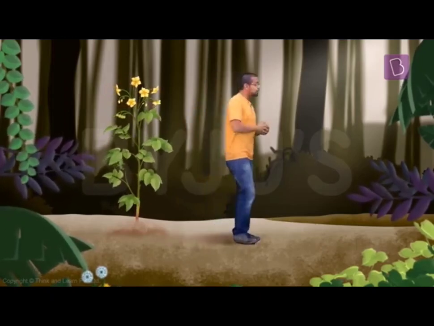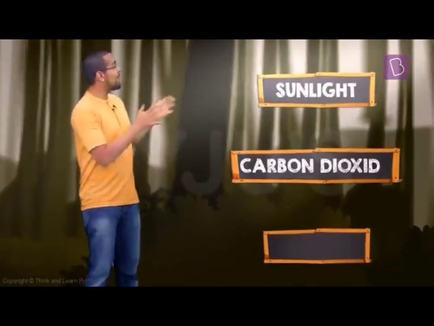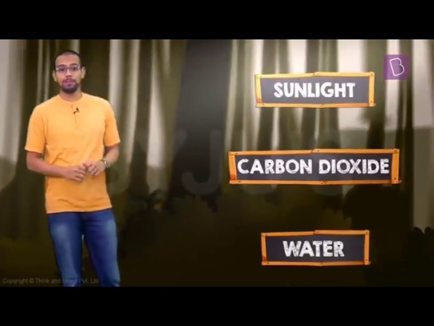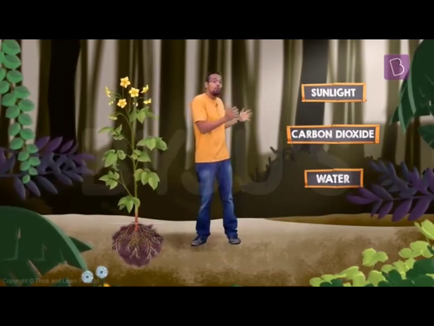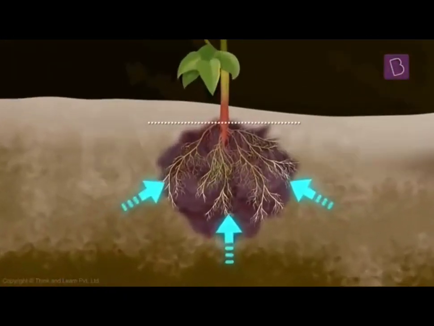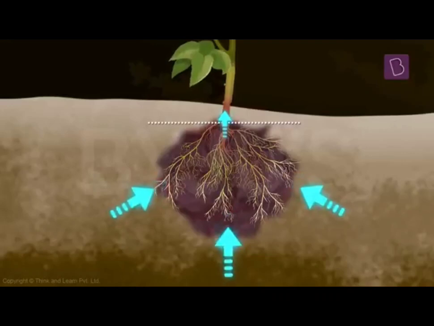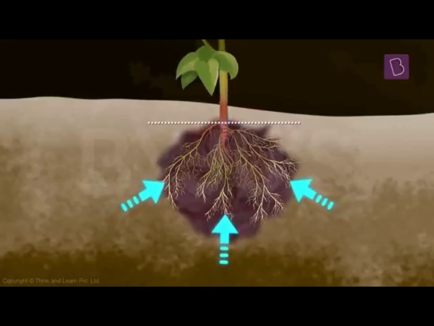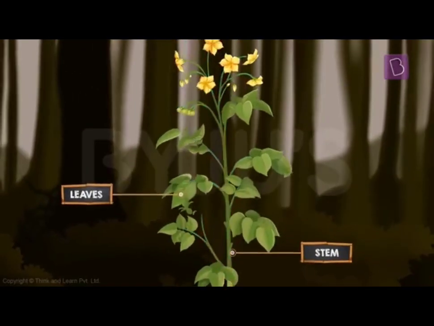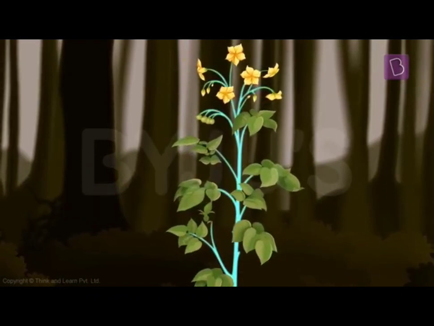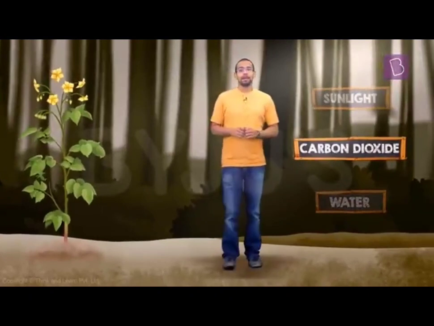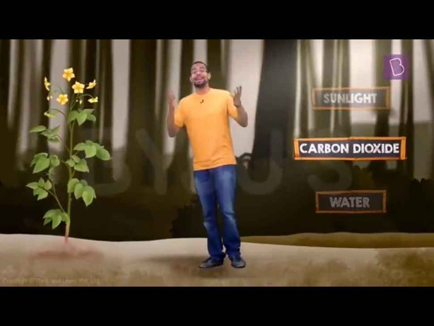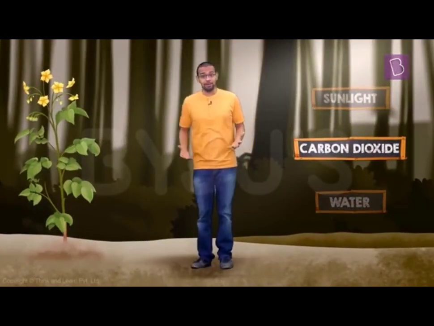Any plant needs three basic things to make food: sunlight, carbon dioxide, and water. It's the root of the plant that helps extract water from deep under the soil. And also the roots help transport that water along with some minerals down to the stem and the leaves and the rest of the parts of the plant. Beautiful. Now, what about carbon dioxide? Well, carbon dioxide is nothing but a gas that is found in the air, right?